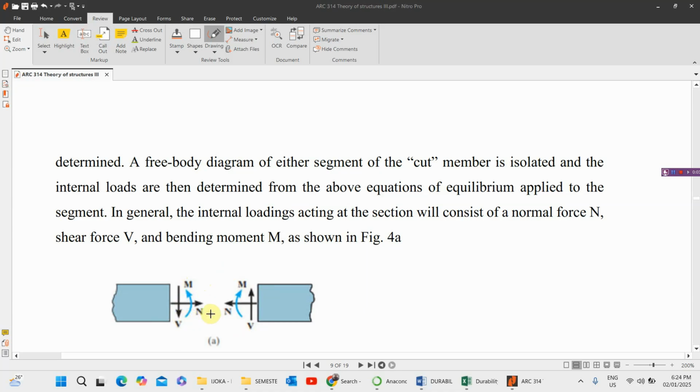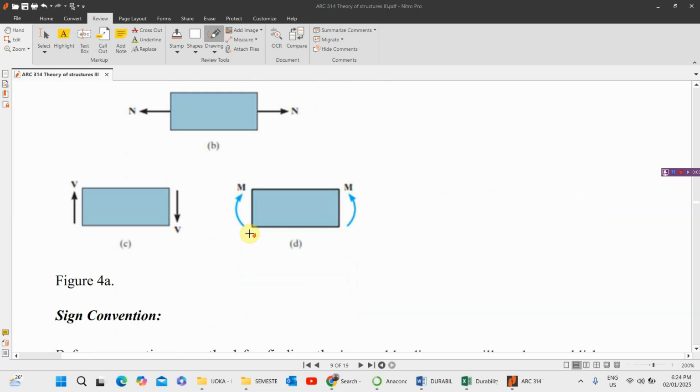That is, the moment at this other side will be clockwise, unlike this other one that is anti-clockwise. The axial force will be moving from the right hand side to the left hand side, and the shear force will be moving from down to up. So what it means is that when we are considering this one, what we have here, the opposite will be at the other end to have an equilibrium. It is very important.